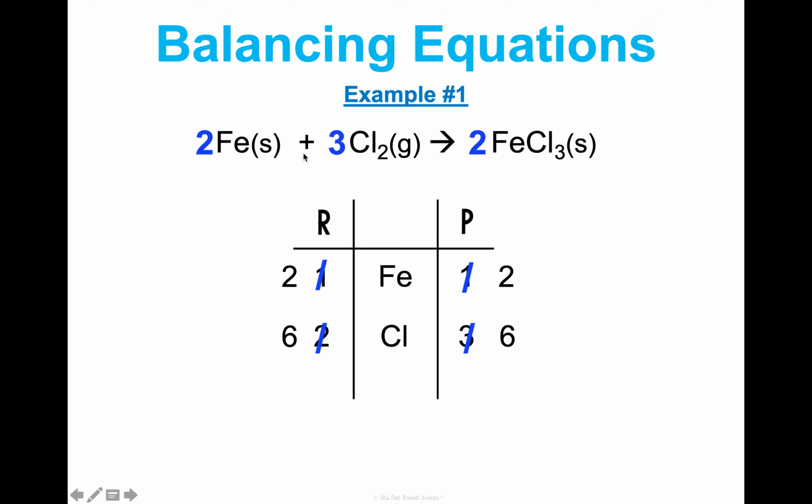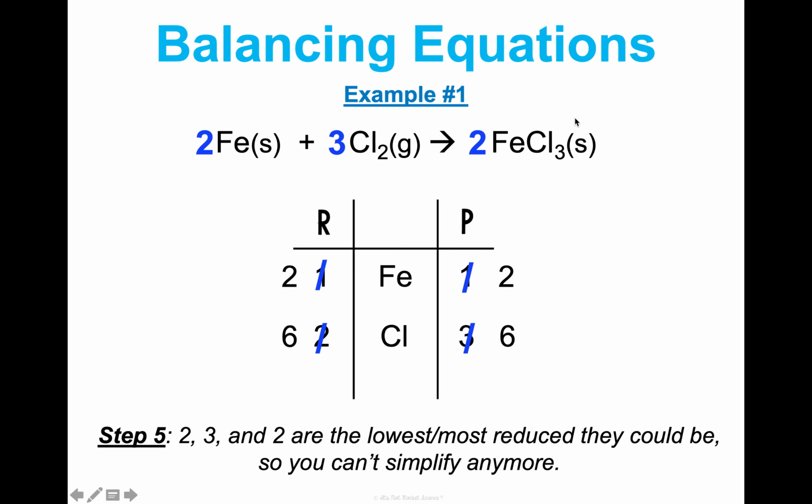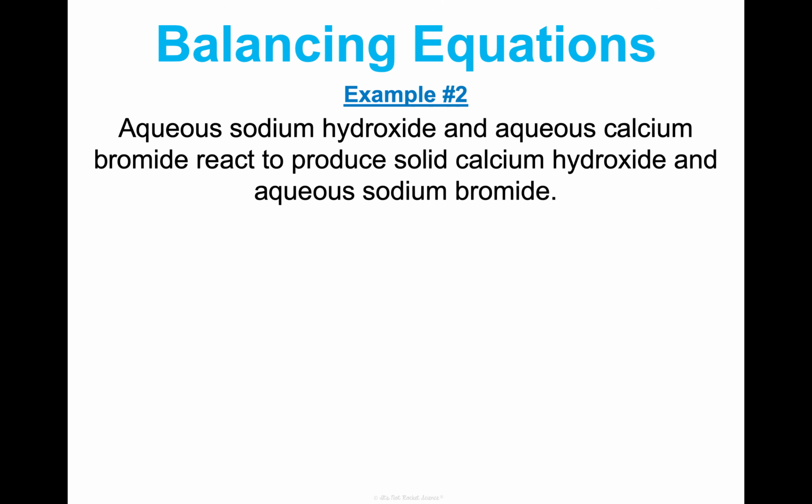2 solid iron atoms react with 3 chlorine gas molecules to make 2 solid iron 3 chlorides. Again, 2, 3, and 2 are the lowest, so you don't have to simplify anymore. All right, let's do another example.